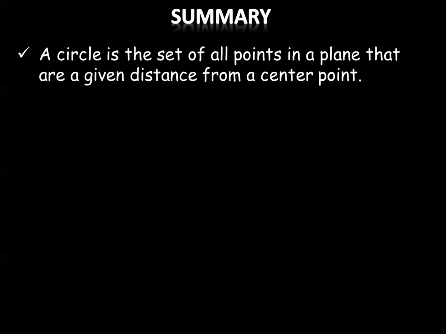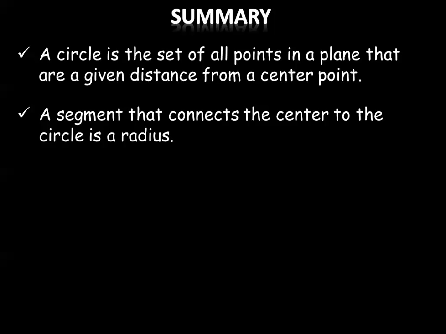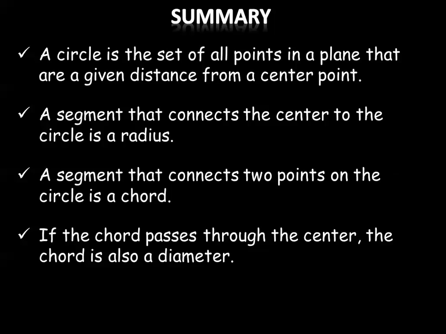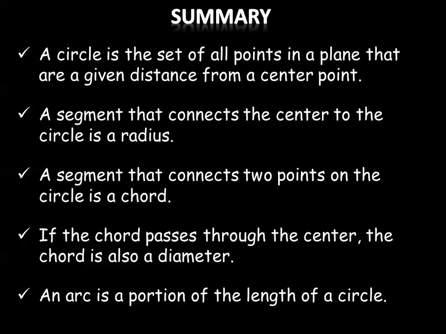In this lesson, you've learned that a circle is the set of all points in a plane that are a given distance from a center point. A segment that connects the center to the circle is a radius. A segment that connects 2 points on the circle is a chord. If the chord passes through the center, the chord is also a diameter. And an arc is a portion of the length of a circle.